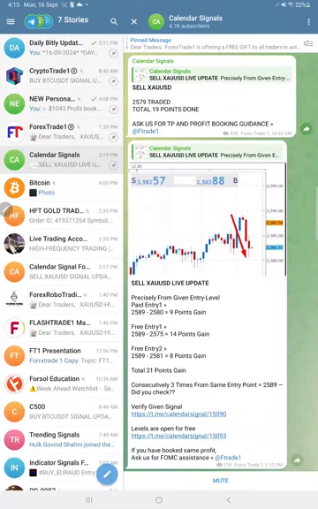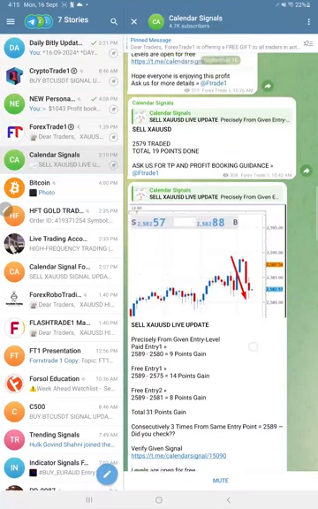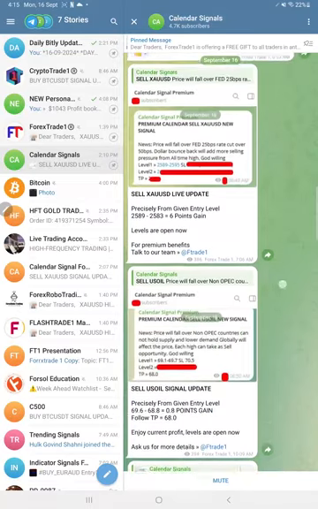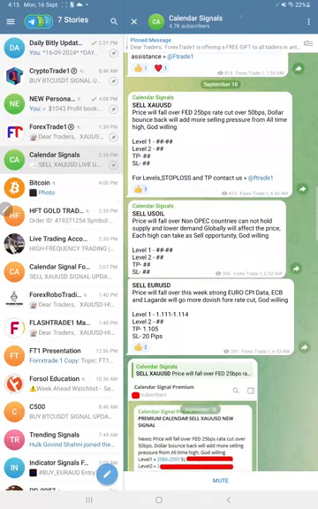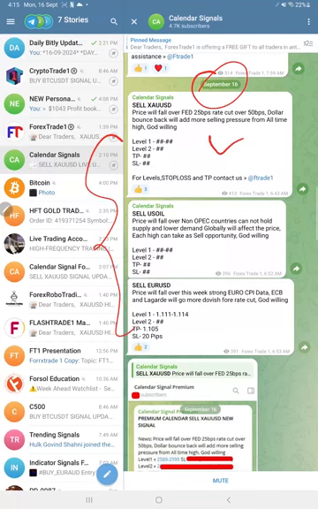Here is the performance for today's calendar signals. Today's date is 16th of September, and today we gave these three signals: sell gold, sell oil, and sell euro USD.